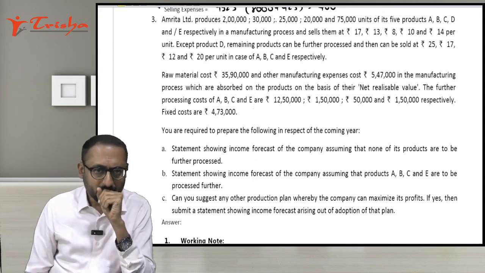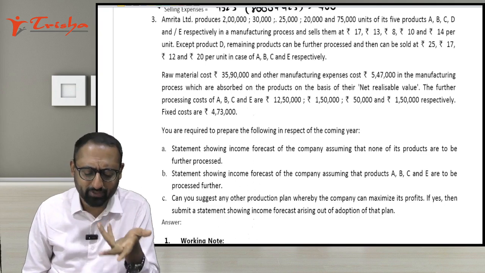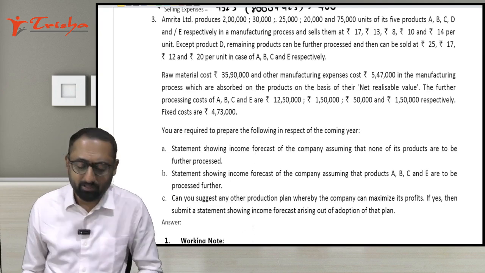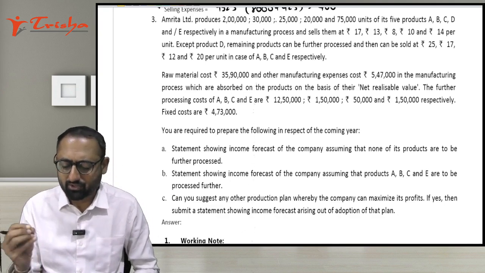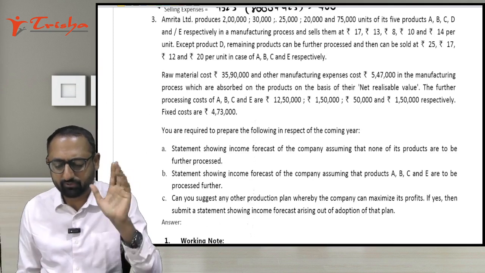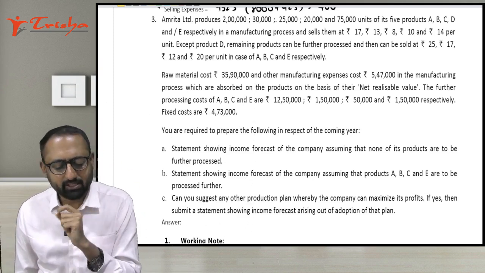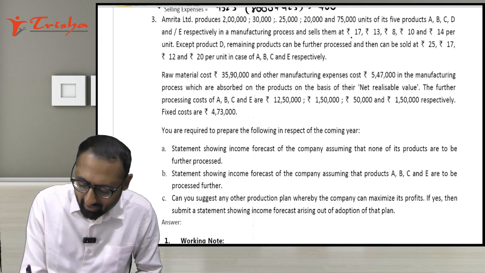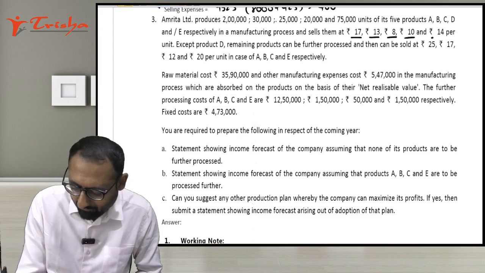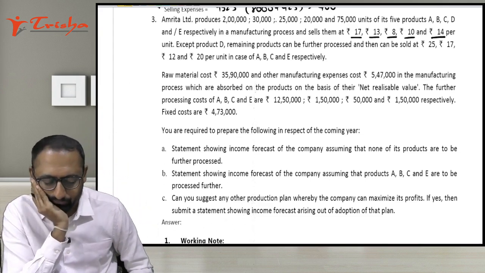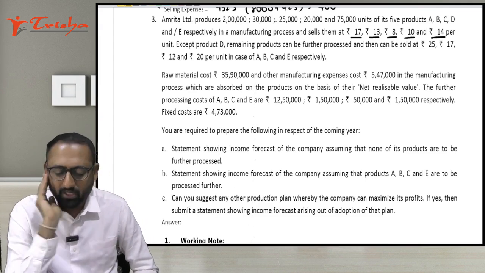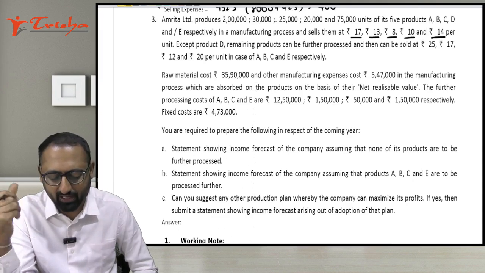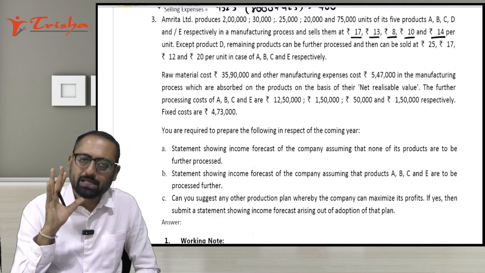Next one. Let's go to the third, very important, interesting question. In so many examinations this question is asked, and in so many RTPs also this question is there. Amrita Limited produces 2,30,000, 25,000, 20,000, 75,000 units of the five products A, B, C, D and E respectively in a manufacturing process and sells them at 17 rupees, 13 rupees, 8 rupees, 10 rupees and 14 rupees per unit. Except product D, the remaining products can be further processed and then sold at 25, 17, 12 and 20.